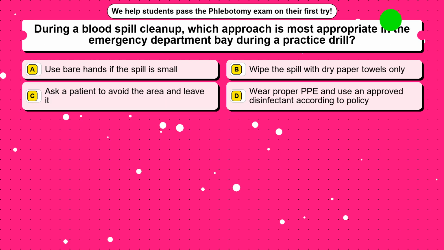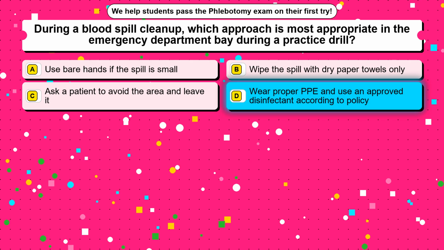Question 10. During a blood spill cleanup, which approach is most appropriate in the emergency department bay during a practice drill? Option A. Use bare hands if the spill is small. Option B. Wipe the spill with dry paper towels only. Option C. Ask a patient to avoid the area and leave it. Option D. Wear proper PPE and use an approved disinfectant according to policy.